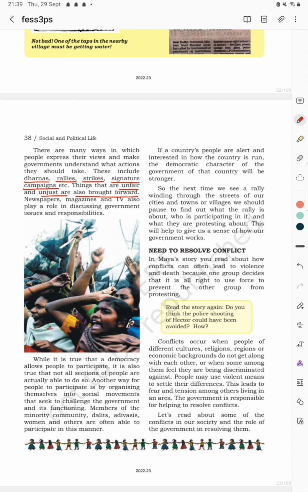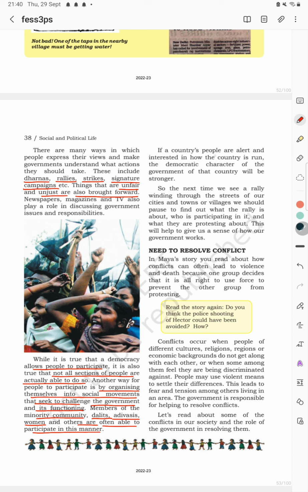While it is true that a democracy allows people to participate, it is also true that not all sections of people are actually able to do so. Another way for people to participate is by organizing themselves into social movements that seek to challenge the government and its functioning. One way is participating in elections, another way is participating in dharnas, rallies, strikes, signature campaigns, when they do not like any policy of the government, or which is against the interest of the majority of the sections of the people. There are other ways, like they themselves organize into social movements that seek to challenge the government and its functioning. Members of minority communities, dalits, adivasis, women, and others are often able to participate in this manner.